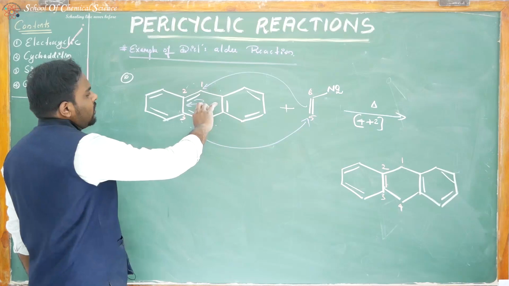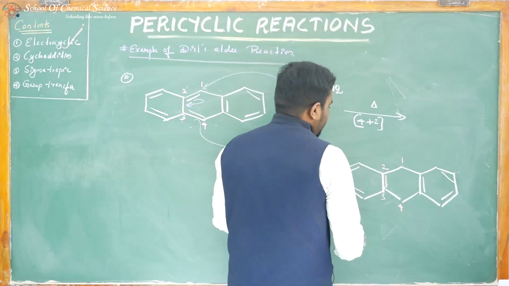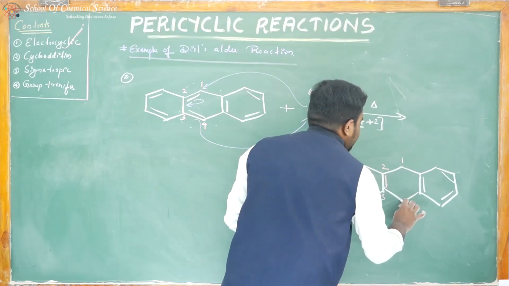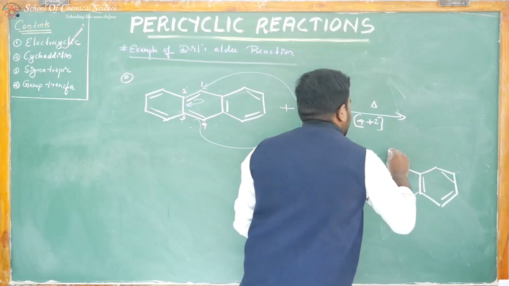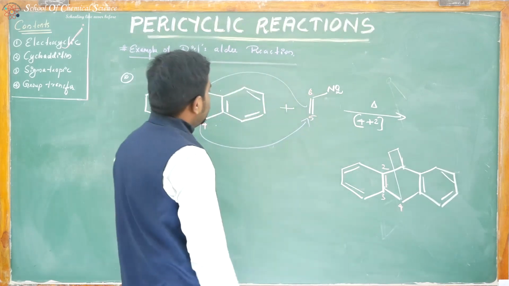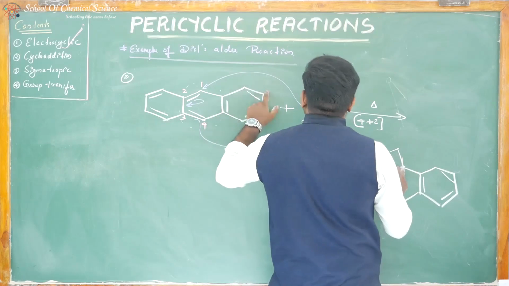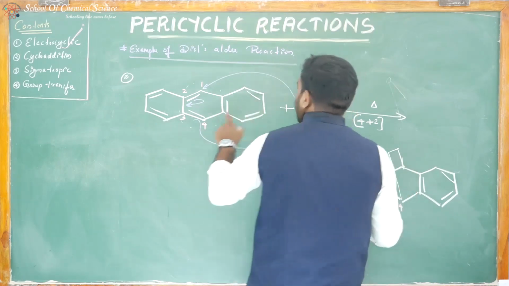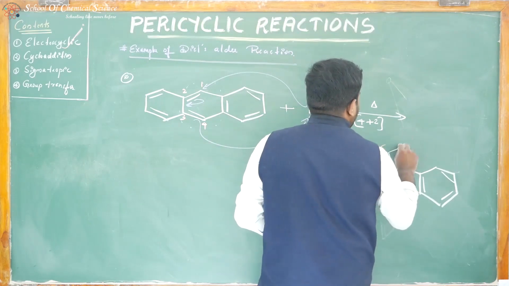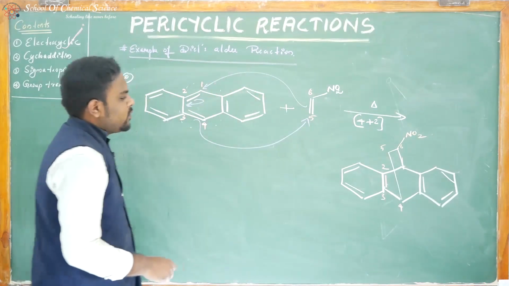Between 1 and 4 a bridge is present, that is 5, 6. 1 is connected to 6, 4 is connected to 5, and at 6 there is an NO2 present.